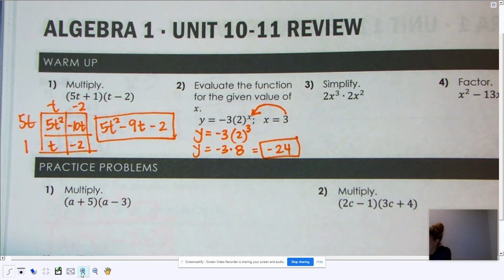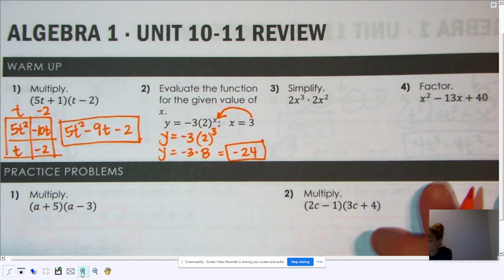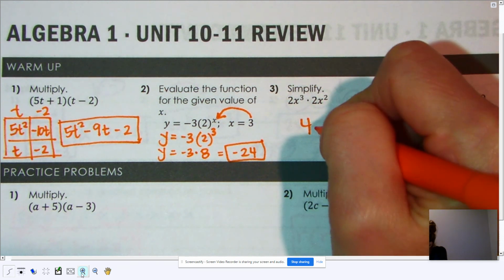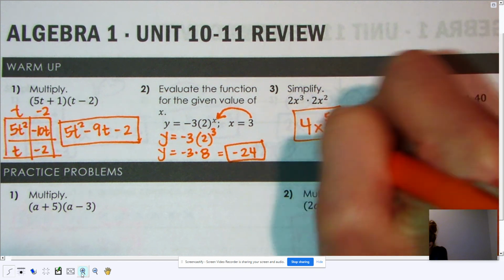Okay, so now we're going to simplify. Going way back, we've got 2 times 2, which is 4. We've got 3 x's and 2 x's, which make 5 x's all together.